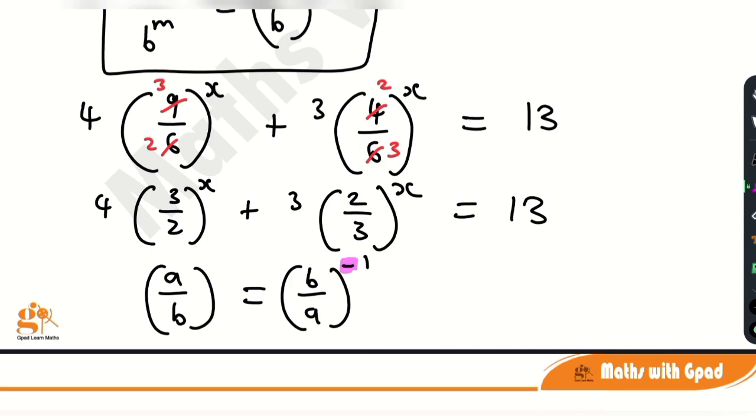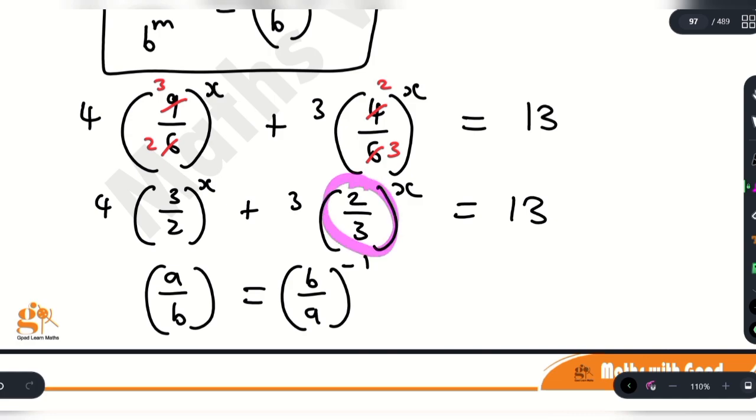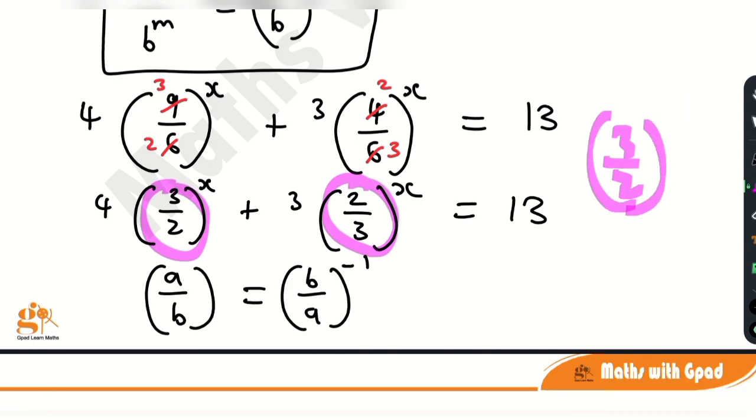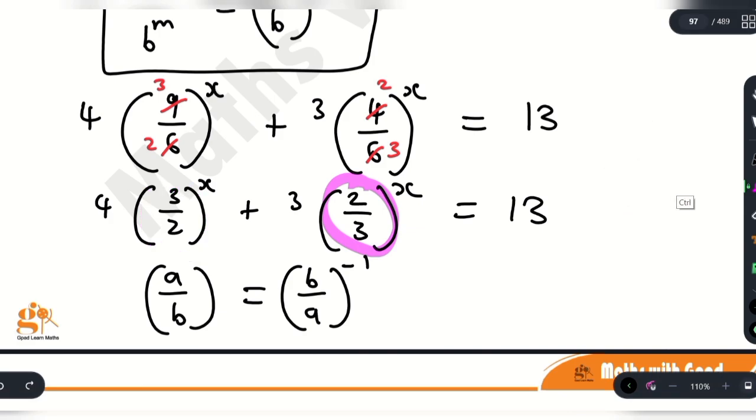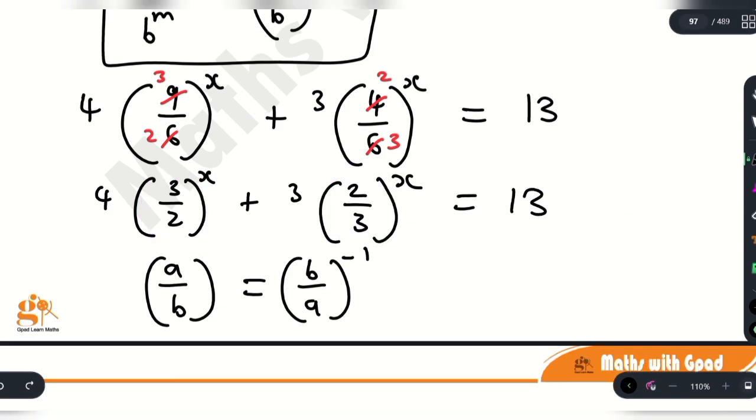So the reason why I'm trying to take the reciprocal is because I want 2 over 3 to become what? 3 over 2. And then I can now assign the whole of 3 over 2 raised to the power of x to be equal to another variable. All right. So let's quickly do that together. So I'm going to have what now? I'm going to have this written.